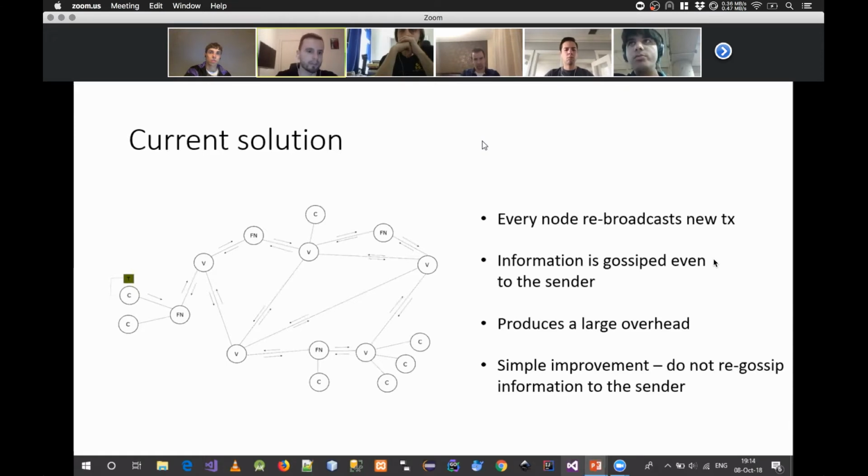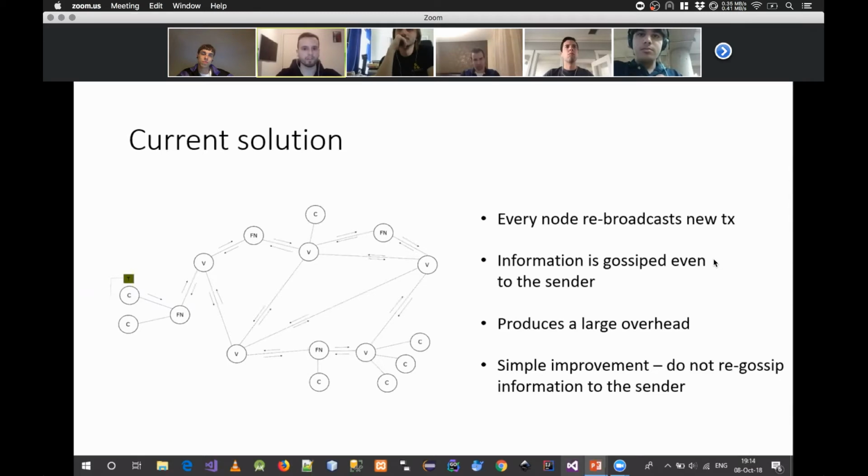However, it is obvious that this produces high levels of redundancy since nodes, every time they receive a transaction, just broadcast it into the network, which leads to servers in the network receiving a great deal of redundant messages. Furthermore, information about the received transaction is re-gossiped even to the sender. A simple improvement would be not to re-gossip the information to the sender, which would be a slight improvement to the current solution.